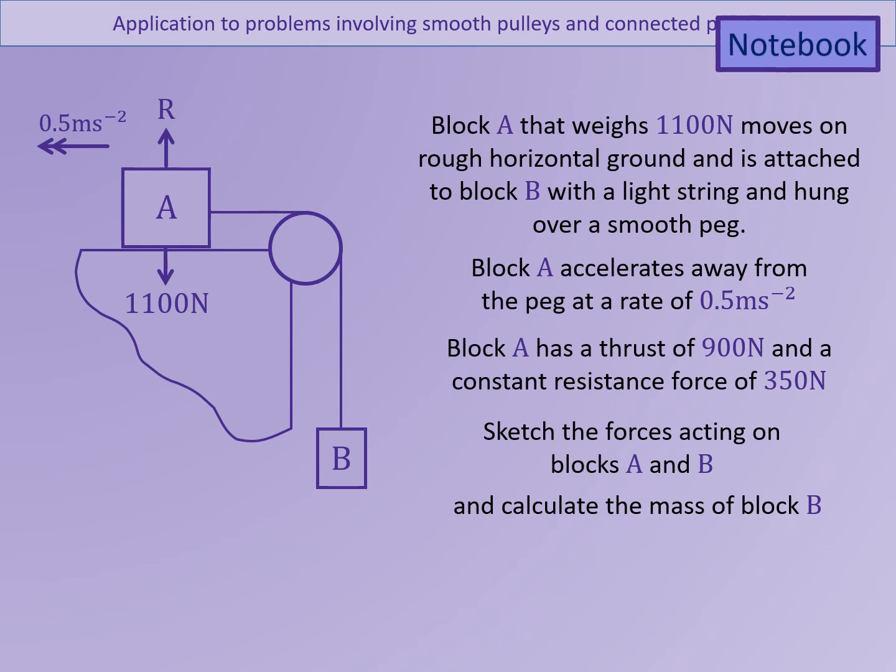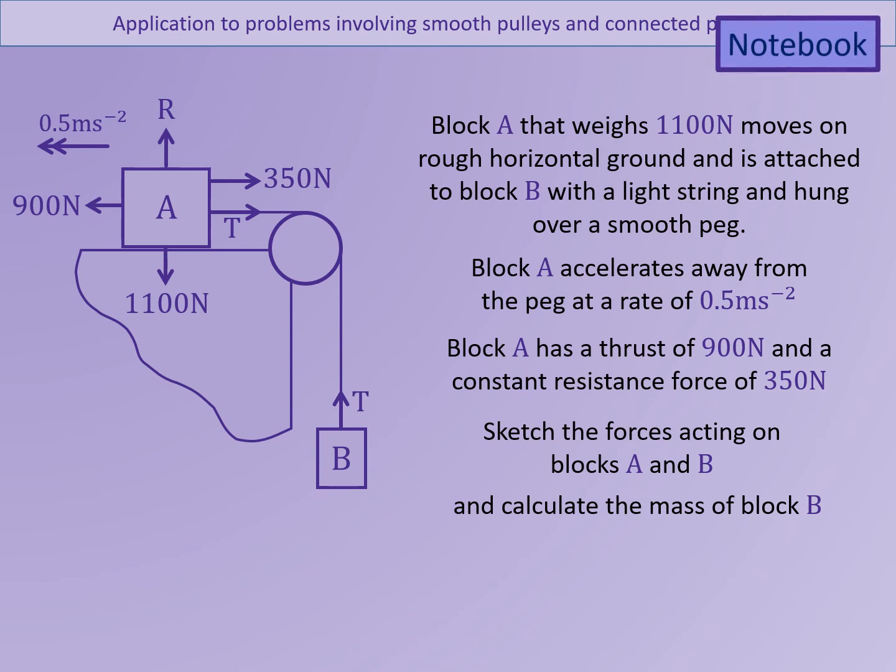A is accelerating away from the peg, so we can put the acceleration up there. There is a force of 900 newtons acting on A in the direction of the acceleration. There is also a resistive force which is acting in the opposite direction to motion, of 350 newtons. Finally, there is a tension in the string. These are all of the forces acting on block A.